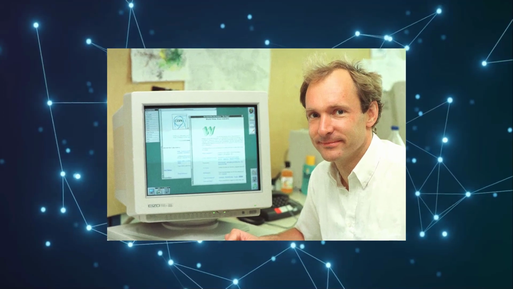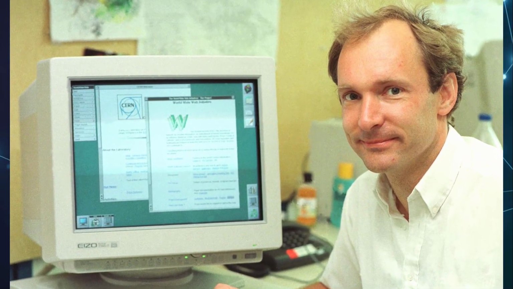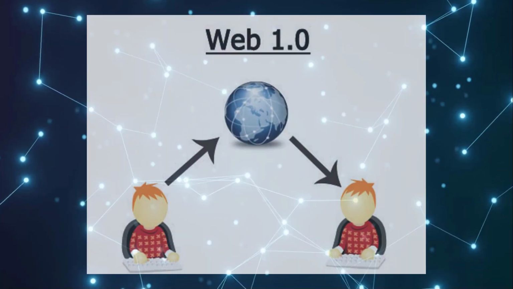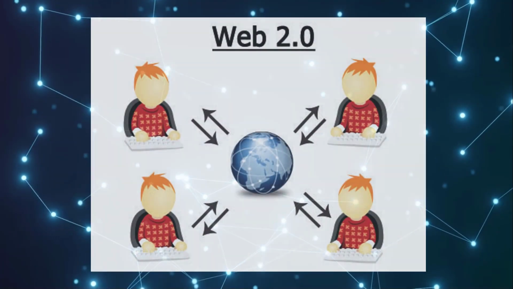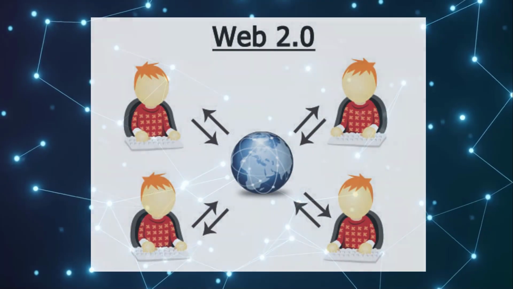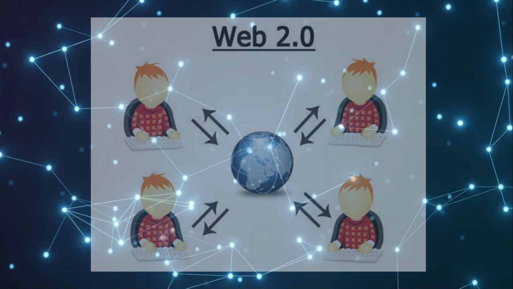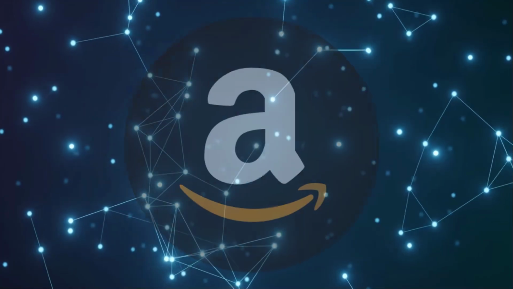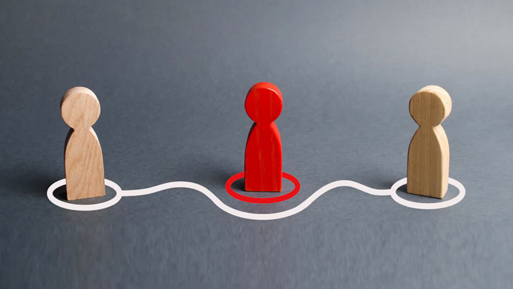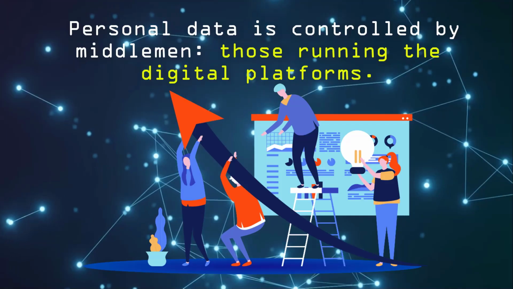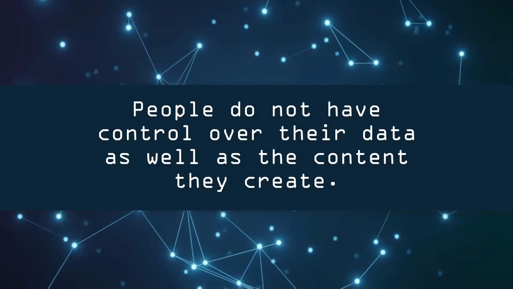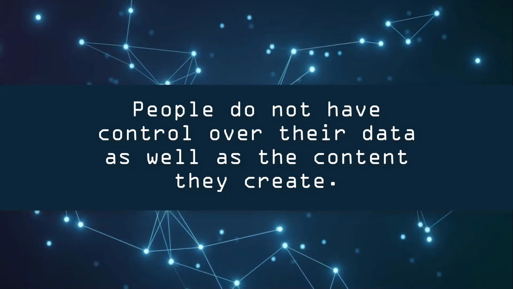Since the inception of the World Wide Web in 1989, it has changed dramatically through the years. While Web 1.0 was read-only, Web 2.0 saw a significant shift towards user participation via centralized platforms such as Google, Facebook, Amazon, and others. In this era, personal data is controlled by middlemen, those running the digital platforms. As such, people do not have control over their data as well as the content they create.